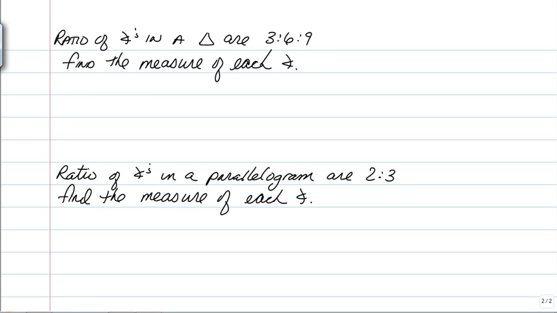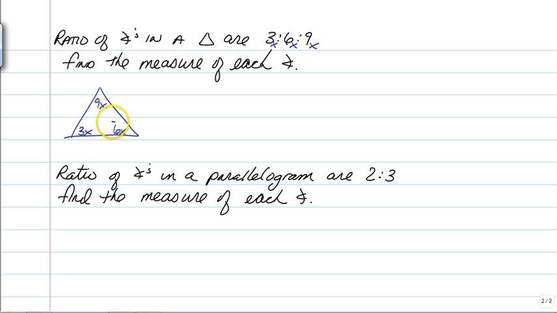So now let's just tie it to a little bit of geometry. It says the ratio of the angles are 3 to 6 to 9. Well, for a triangle, they have to add up to 180 degrees. So if it helps you, you can draw a triangle. This guy's 3x, this guy's 6x, and this guy's 9x. All you have to do is throw an x on each one of these ratio parts. Find the measure of each angle.